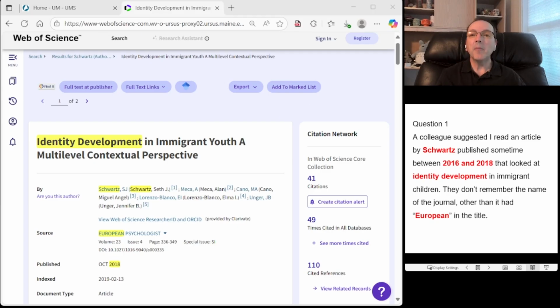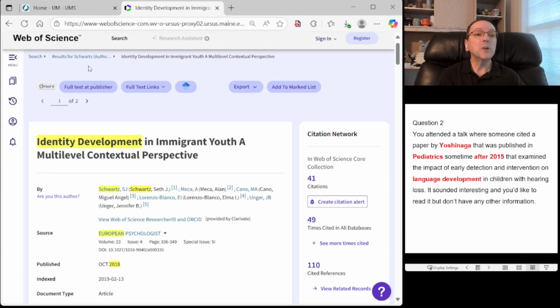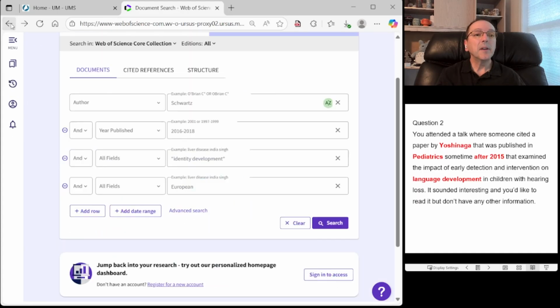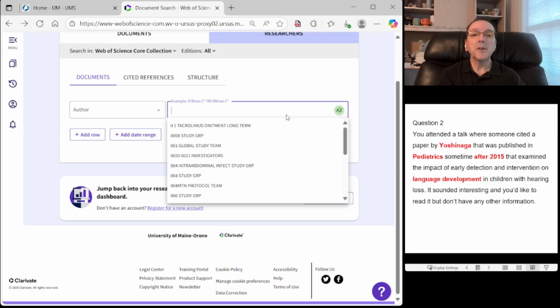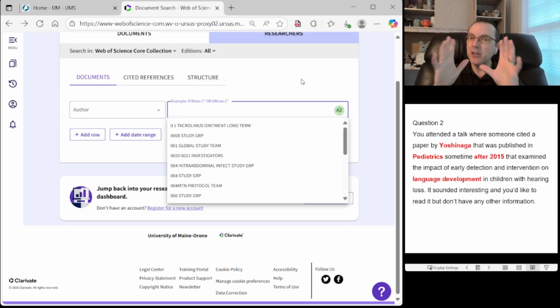Okay, so now let's move on to question two. So I'm going to go back, and let's clean up all of this. We'll get rid of Schwartz. And our question two is: we attended a talk where someone cited a paper by Yoshinaga that was published in the journal Pediatrics. Now, that is the name of the journal, big journal, Pediatrics. Sometime after 2015, that examined the impact of early detection and intervention on language development in children with hearing loss. Okay, so we want to find that.